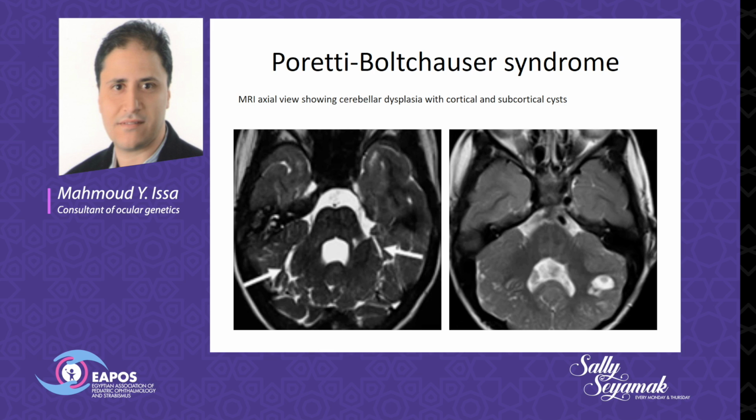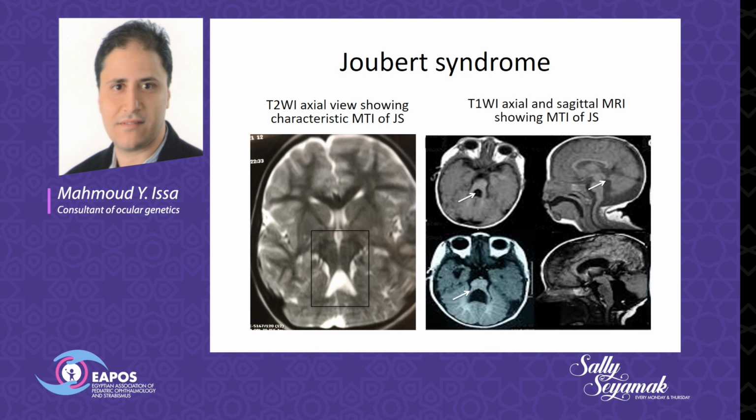When we do the MRI scans in Polytypic syndrome, we don't find the characteristic molar tooth image of Joubert syndrome, but we find cerebellar dysplasia with cortical and subcortical cysts in the cerebellum, as shown in the figure. In Joubert syndrome, you can see on the left side image the molar tooth sign in the T2 weighted image in the axial view, which is characteristic of Joubert syndrome. On the right side image, we can see in the T1 weighted image, axial and sagittal view, the characteristic molar tooth image, while on the sagittal view, we can see that the superior peduncle is thickened, maloriented.